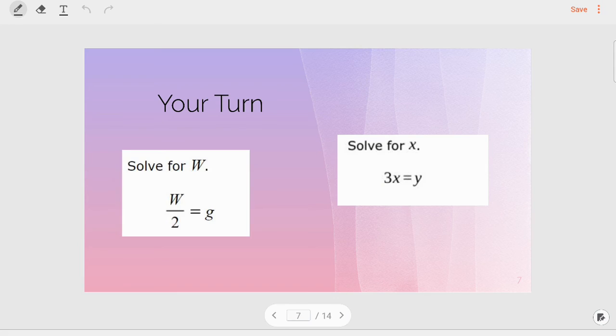All right, your turn. I want you to try both of these examples. Decide if you need to use multiplication or division to solve them. Pause the video when you're ready to check your answers. Press play.